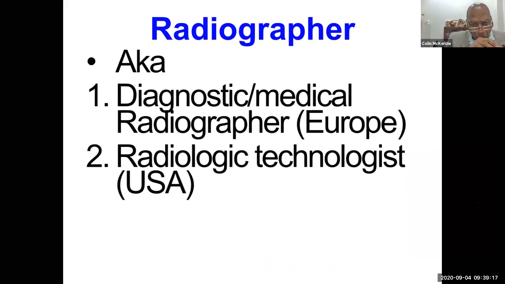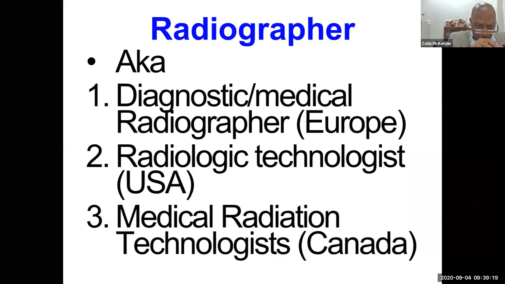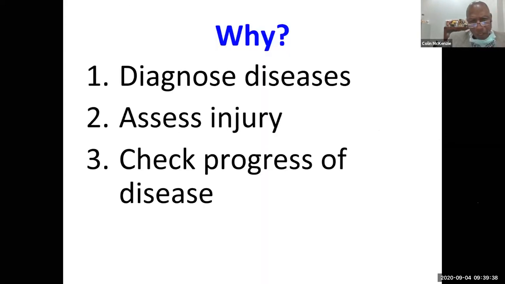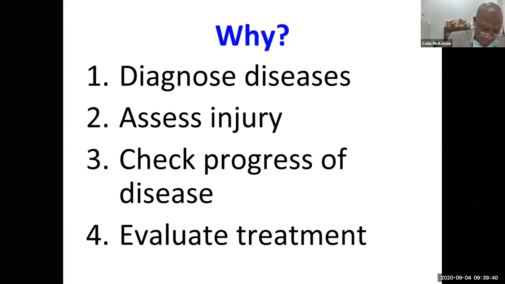In Europe, we are called diagnostic medical radiographer. In the US, we are called radiologic technologists. And in Canada, we are called medical radiation technologists. So technically speaking, the radiographer is a healthcare professional who specializes in imaging of human anatomy using X-ray. Why do we do this? For disease diagnosis, to assess injury, to check progress of disease, and to evaluate treatment, all right?